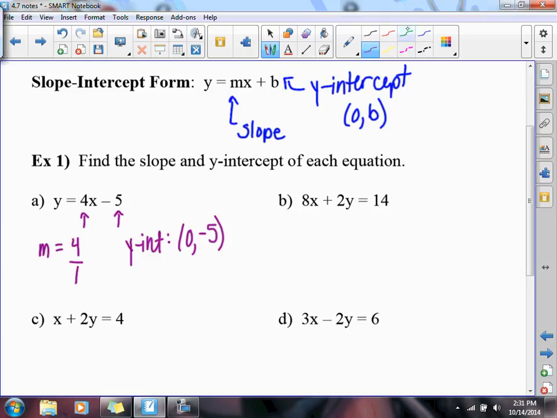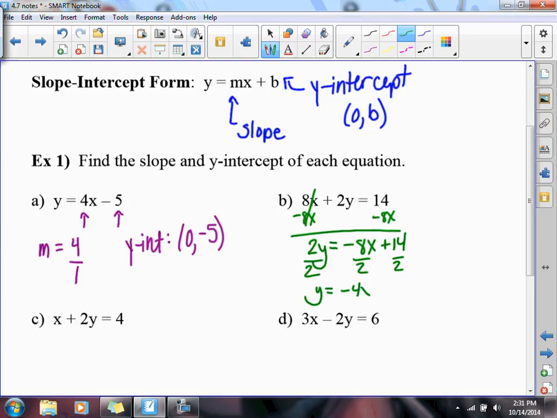Now part B is a little bit different because it's not solved for y, so we have to do that first. We have to put it in function form. So I have to subtract the 8x. So then I'll have 2y equals, and again I'm going to put that 8x first, and then the 14. And then I have to divide every single number by 2. So I'll have y equals -4x plus 7.